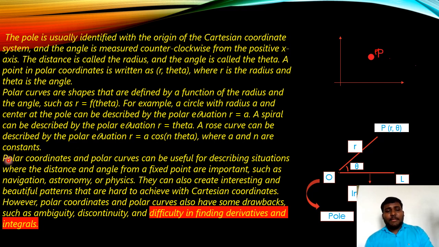As you can see here, polar coordinates are used in many ways to find the distance and the angle. They can also create interesting and beautiful patterns that are harder to achieve with the Cartesian coordinate system. However, polar coordinates and polar curves have some drawbacks, such as ambiguity, discontinuity, and difficulty in finding derivatives and integrals.